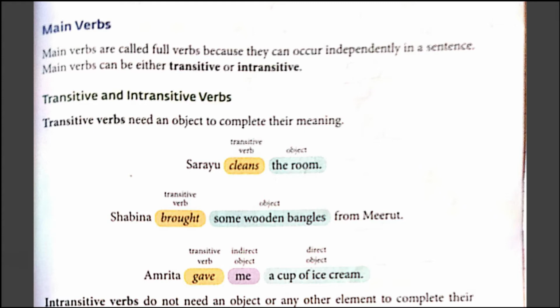Let's go in detail for transitive and intransitive verbs. Transitive verbs need an object to complete their meaning. Here some examples are given.